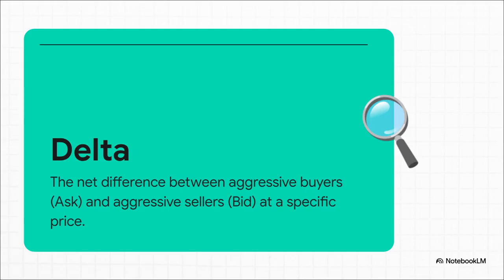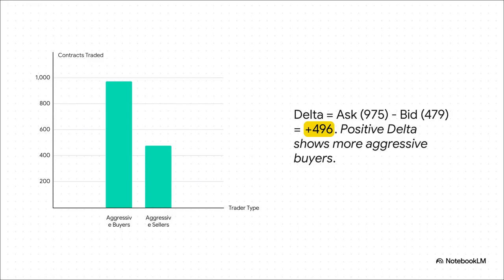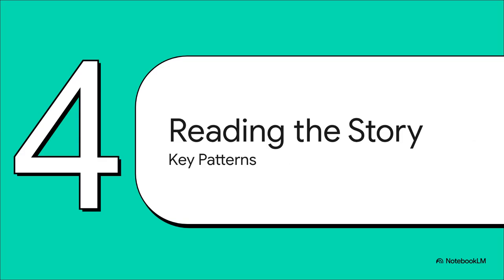So how can we tell who won that little battle at a glance? We use a metric called delta. And it's really just simple subtraction. You take the buyer volume on the ask and subtract the seller volume on the bid. This one number instantly tells you who was being more forceful at that price. Looking at our example again, we take the 975 aggressive buy orders and subtract the 479 aggressive sell orders. The result? A positive delta of 496. This positive number tells us, loud and clear, that aggressive buyers were in control at this price. If the number was negative, it would mean aggressive sellers were running the show. Simple as that.